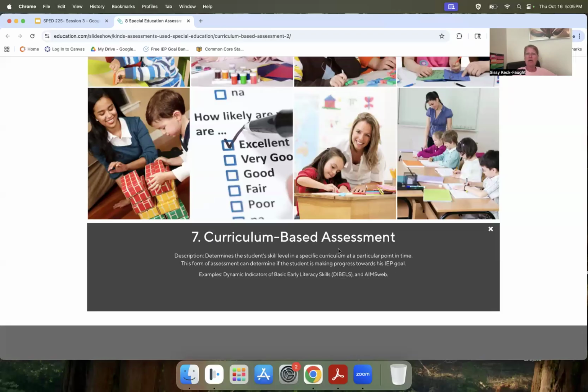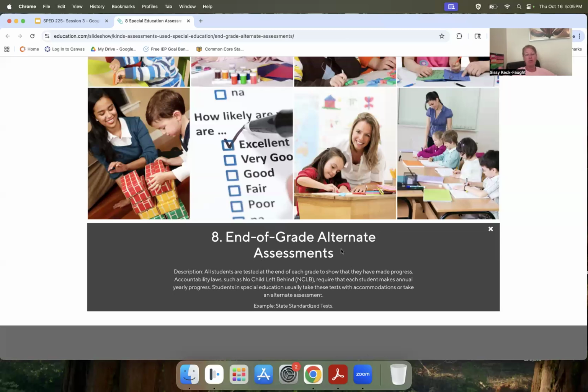Curriculum-based assessments would be just like what you would have out of the curriculum in the classroom settings, and then also end of the grade or alternate assessments. So that's going to be what we call our state assessments here.